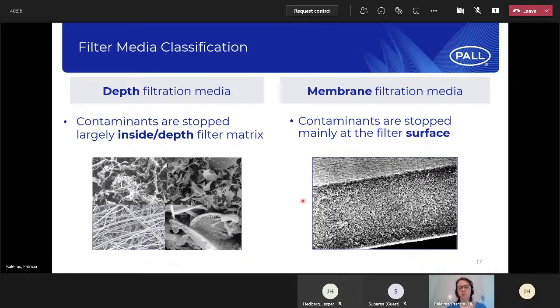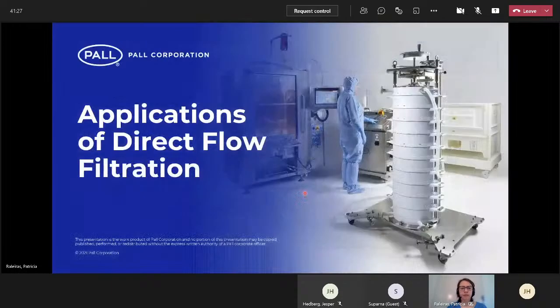Membranes are a little bit more homogeneous in appearance. They can be asymmetric in the pore size; they don't need to be completely symmetric. In this example, the thickness is about 100 to 150 micrometers. And these can be composed of different materials also: polyethersulfone, PVDF, nylon, glass fiber, polypropylene. So that's a little bit about how filters look.